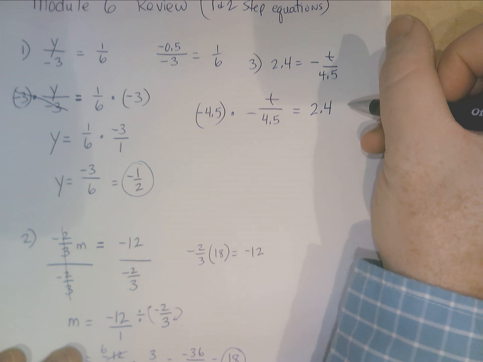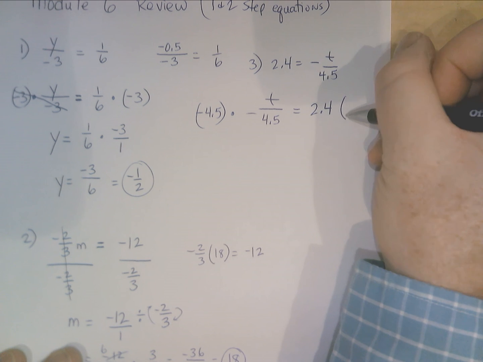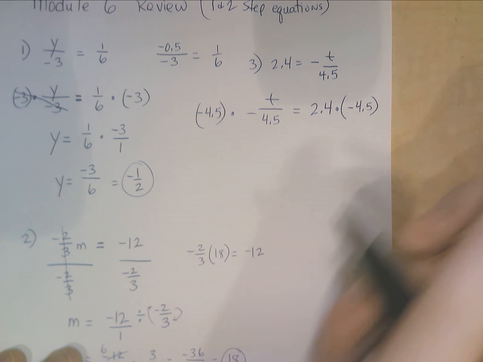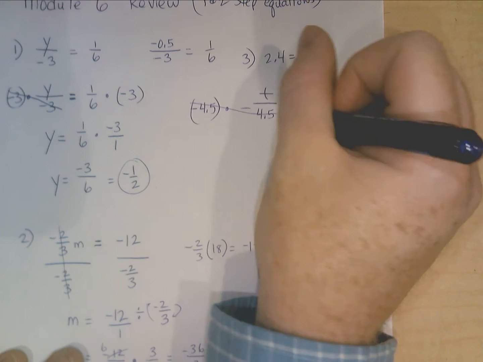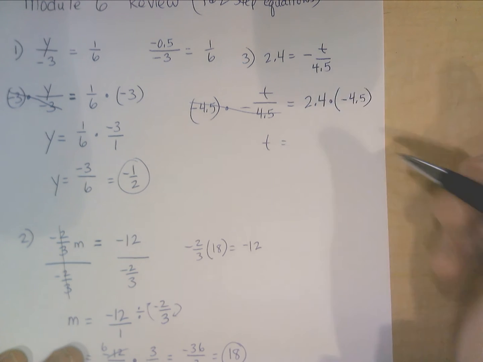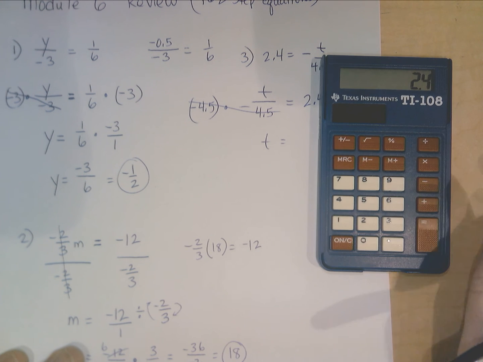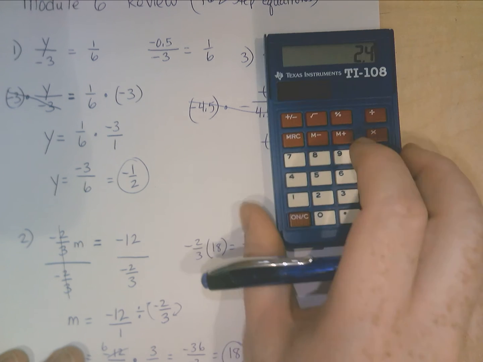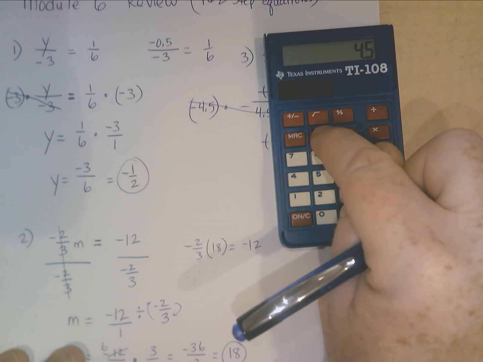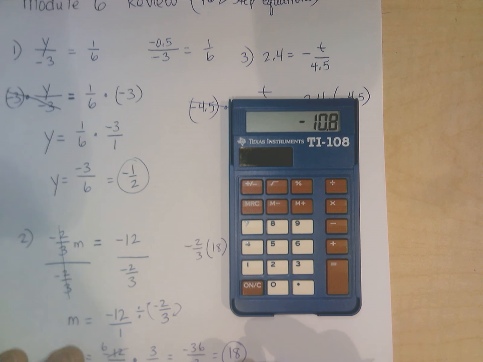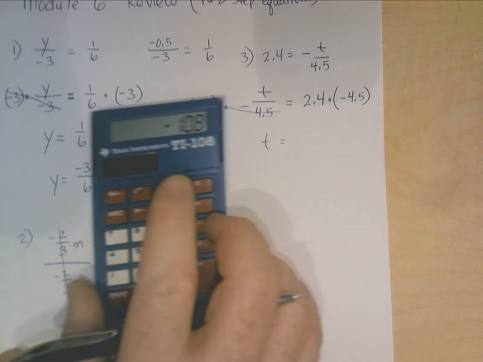So multiply this side by negative 4.5, and multiply this side by negative 4.5. Okay, this is going to cancel out. I've got t left over, and then 2.4 times negative 4.5. That's going to equal negative 10.8.